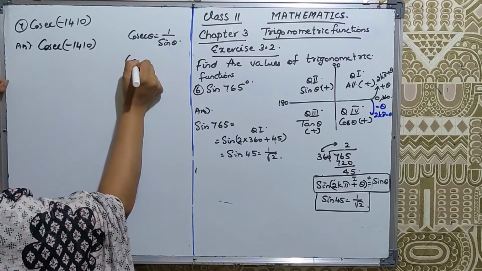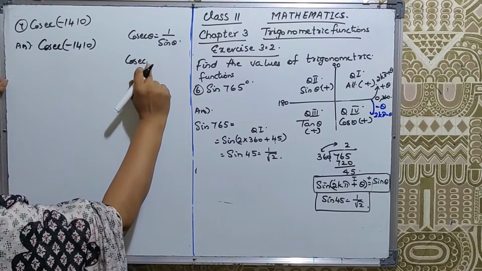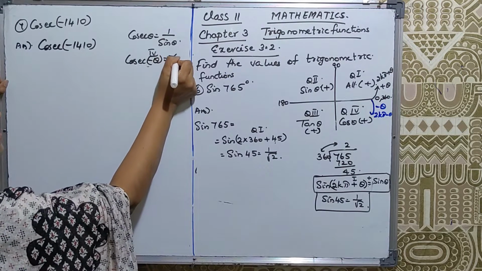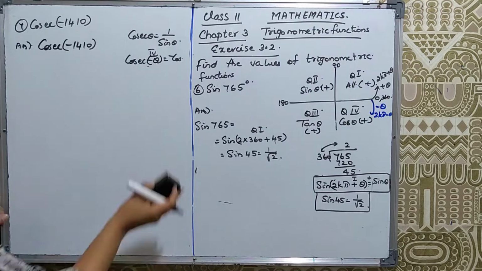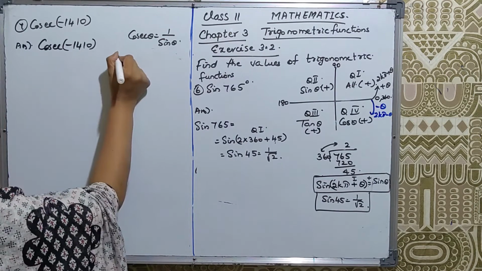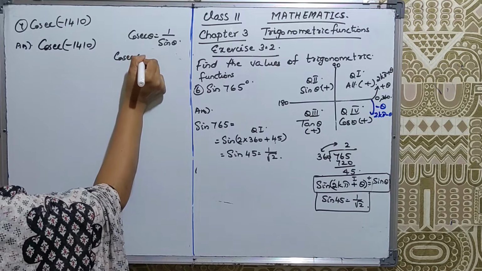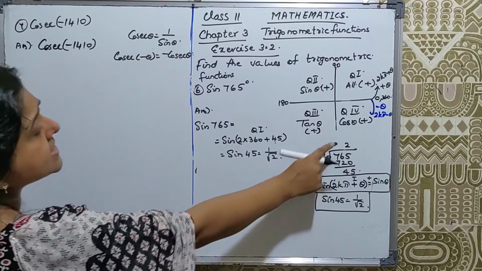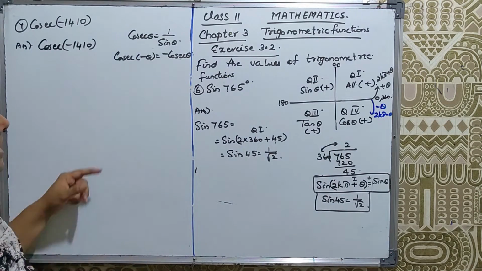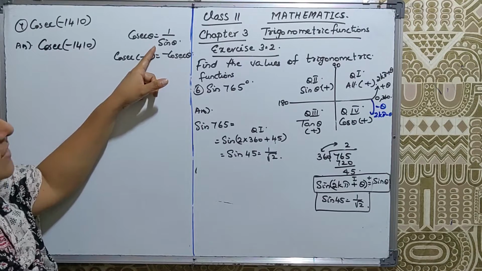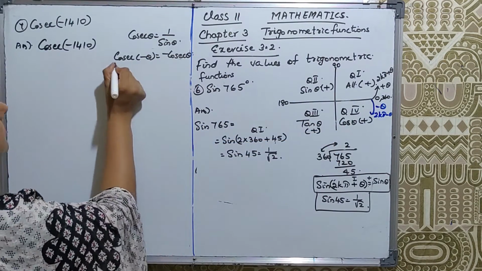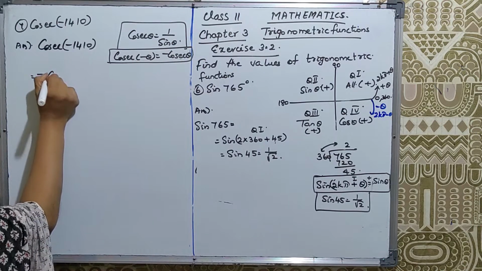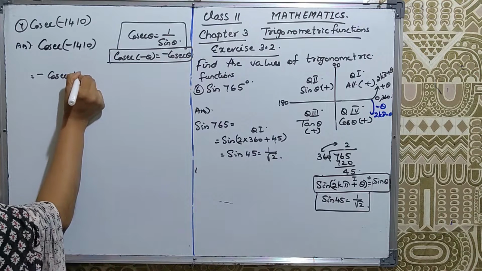So cosec minus theta will belong to the fourth quadrant. So the answer will be minus cosec theta. Why? Because only cos will be positive in the fourth quadrant. Cosec is the reciprocal of sine. Sine will be negative in the fourth quadrant. So it will be minus cosec theta. So we'll write that one as minus cosec 1410.